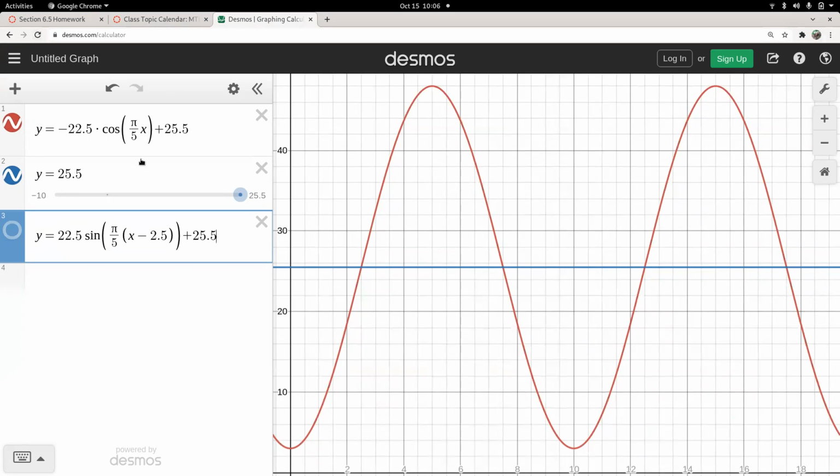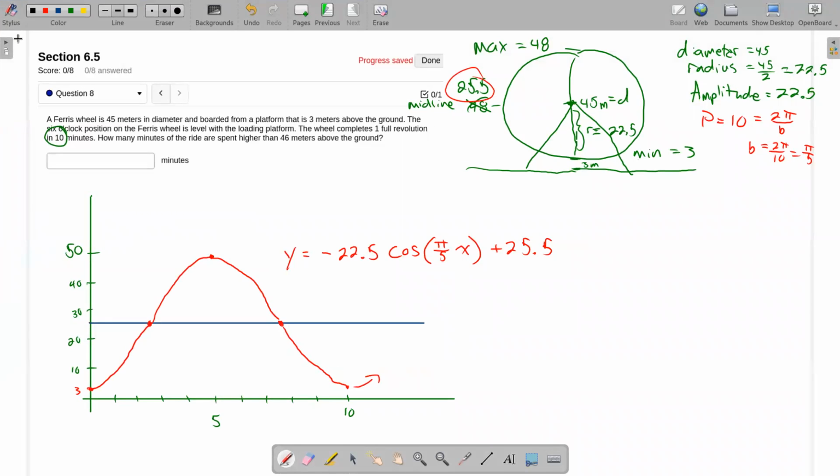All right, now for the question. So I just got it started by coming up with a model for what? What did I just graph here? Well, when I was looking at these numbers here, I was thinking about the height off the ground, right? So when you get on, you're 3 meters off the ground, you go halfway up, you're 25.5 meters off the ground, you get to the top, you're 48 meters off the ground. So what I'm graphing here is the height of an individual on the Ferris wheel versus time in minutes. And we want to know how many minutes of the ride are spent higher than 46 meters.